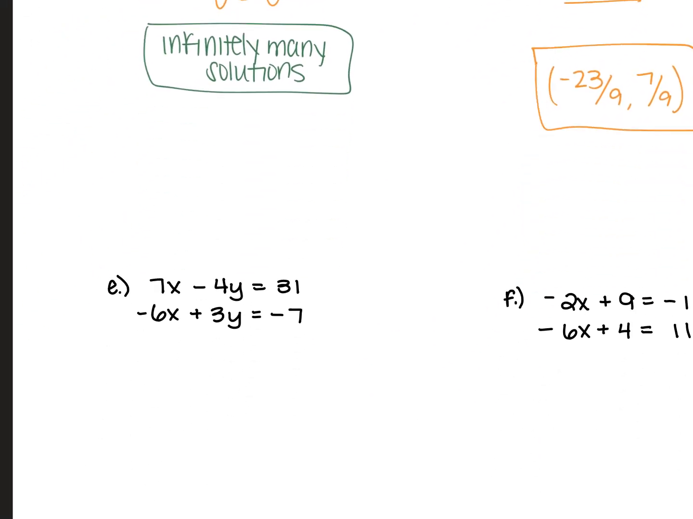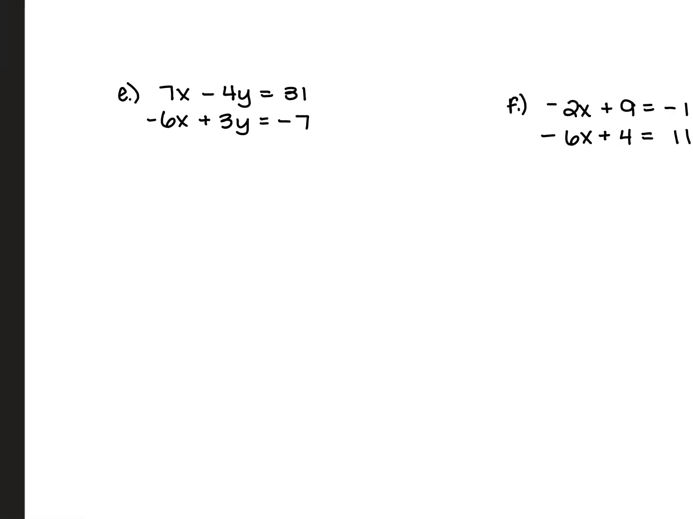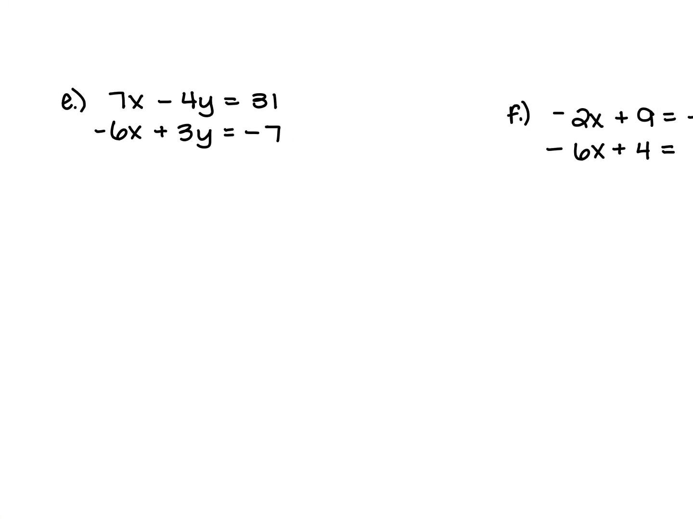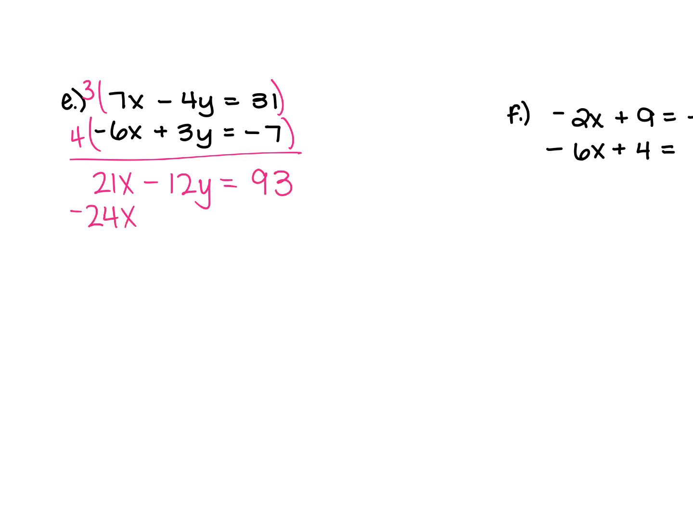For example E, we have 7x minus 4y is equal to 31, and negative 6x plus 3y is equal to negative 7. Your least common multiple between the 4 and the 3 are going to be your smaller. So we're going to multiply the top by 3, bottom by 4. This is going to give us 21x minus 12y is equal to 93. And negative 24x plus 12y is equal to negative 28. Add both of these equations to combine like terms. Your y's are going to cancel.